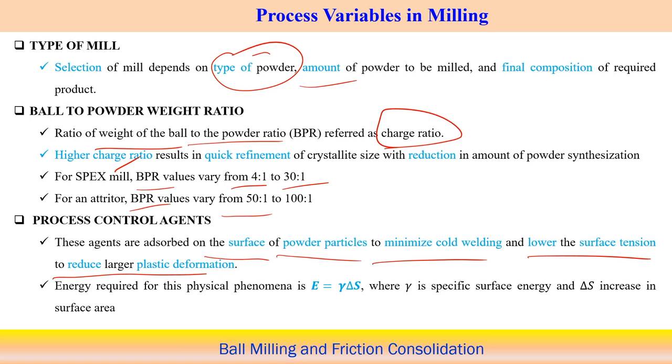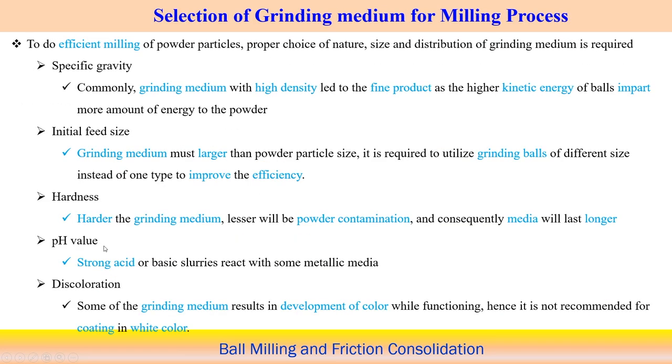In this case we can calculate the energy required for this physical phenomenon, which is basically E = γ × ΔS, where γ is the specific surface energy and ΔS is the increase in the surface area. We can simply find the amount of surface energy required in this particular case, because based on that we can choose the process control agents associated with the ball milling operations.